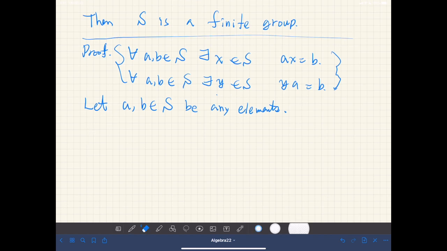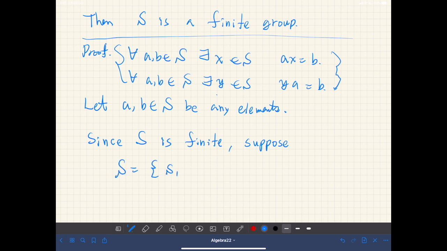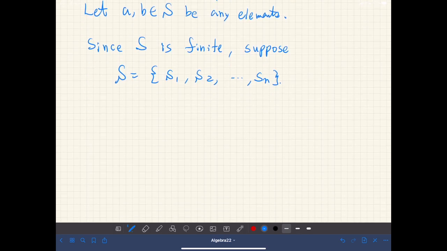Okay, here it becomes apparent why we require the semigroup to be finite. Since S is finite, suppose there are n elements, so we could enumerate all elements of S, like S1, S2, and up to Sn. Okay, and now consider elements such as AS1, AS2, up to ASn. Okay, so again, these are n elements. And these elements must be distinct.